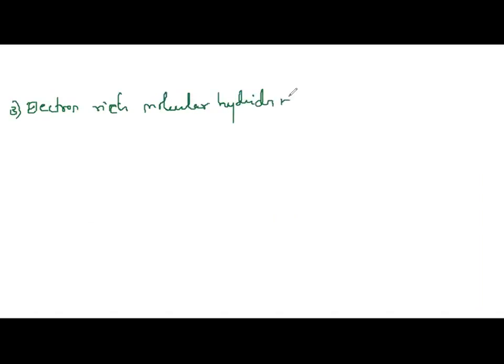Electron rich molecular hydrides. So what do we mean by electron rich molecular hydrides? They have one or more lone pairs. And I hope you remember what lone pairs are. They are non-bonded, unbonded electrons. For example, the NH3 molecule, the H2O molecule, and the HF molecule are all electron rich molecular hydrides.